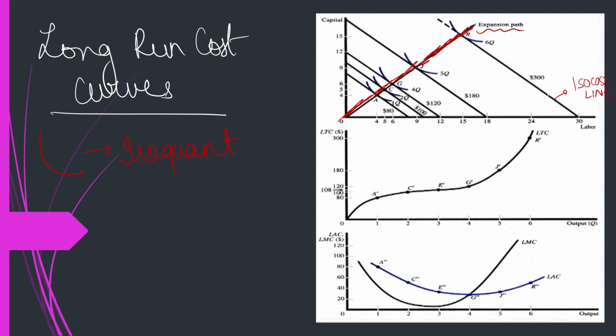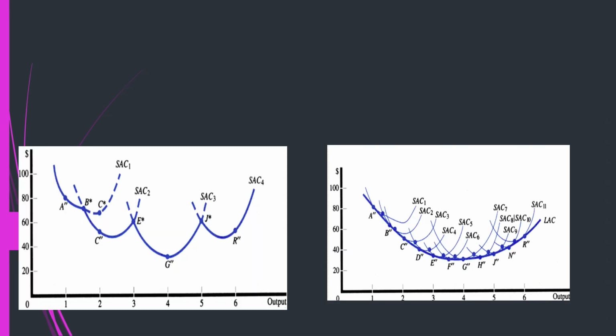Now when we take this graph and plot LTC versus Q, we get this type of shape. And when we draw LAC and LMC, this is LMC and this is LAC, average cost and marginal cost. So this is the lowest point. These are the curves you should keep in mind. Let me erase this.